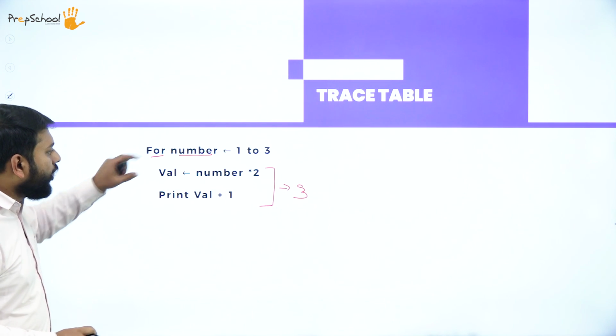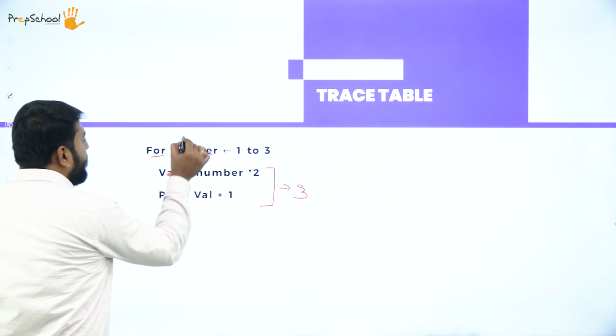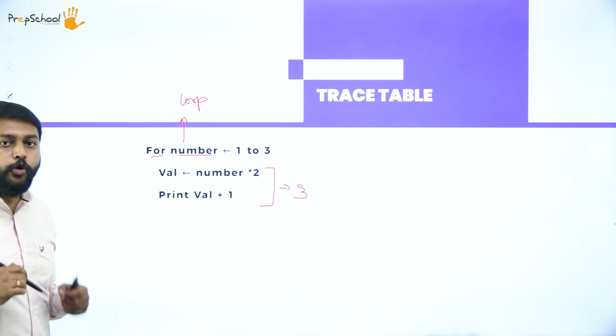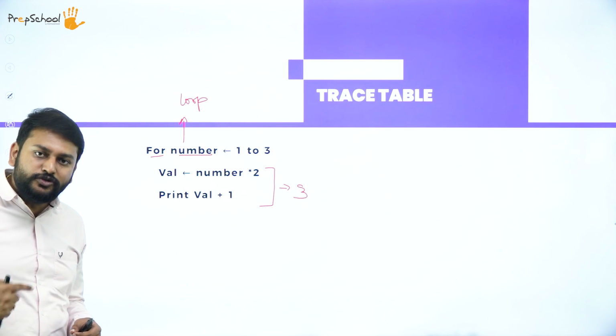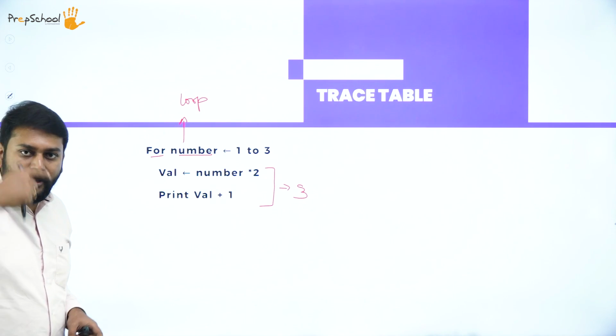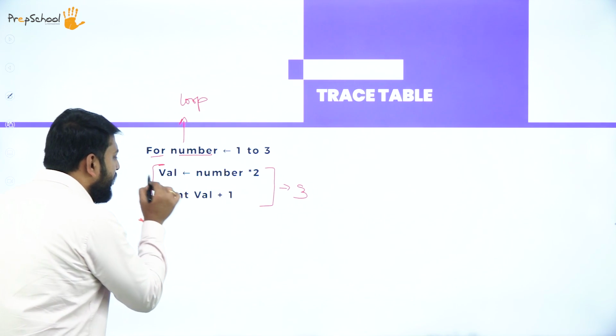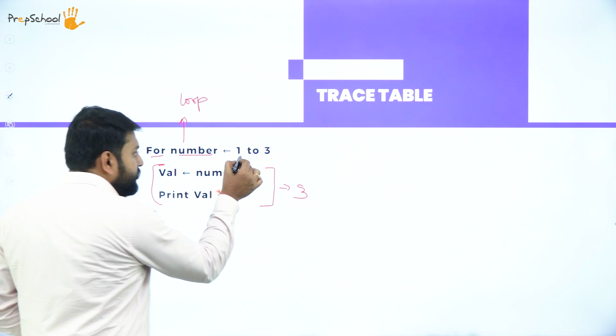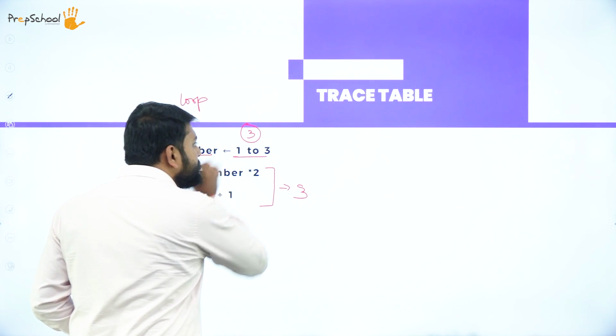So a for loop, first of all, you need to understand it is a loop. What is the meaning of loop? Loop in the sense it repeatedly executes a set of statements. So what is it going to execute repeatedly? These 2 statements will get executed repeatedly. How many times? It executes 3 times. That's what you need to understand as of now.